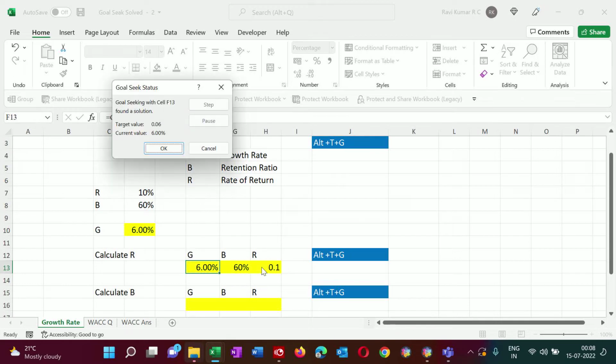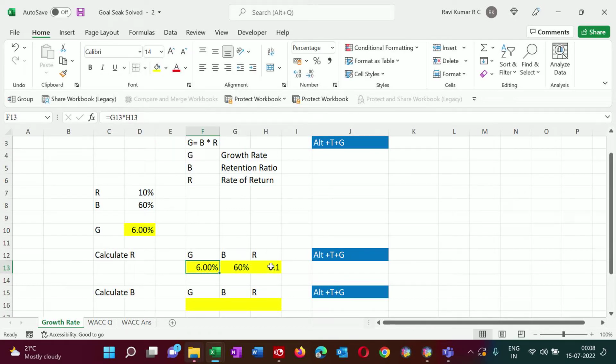Say enter, boom, you got it. See, this is 10%. We got it, right? G is 6%, B is 60%, and R is 10%. Same way, we'll now calculate B.